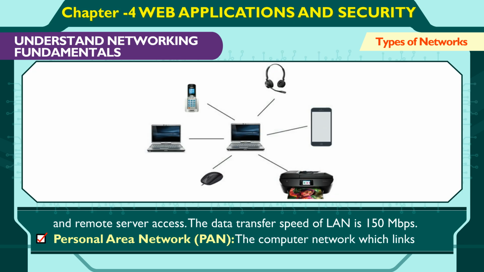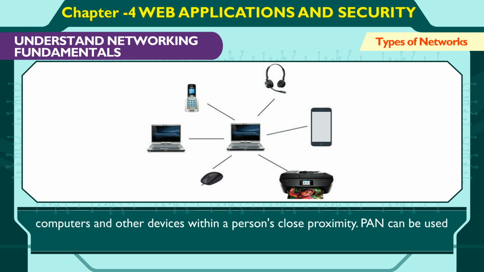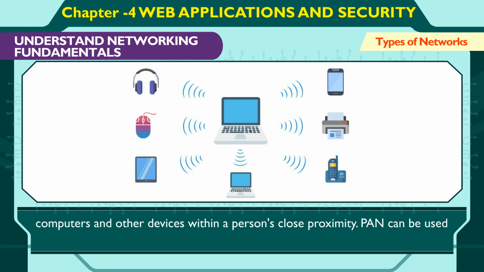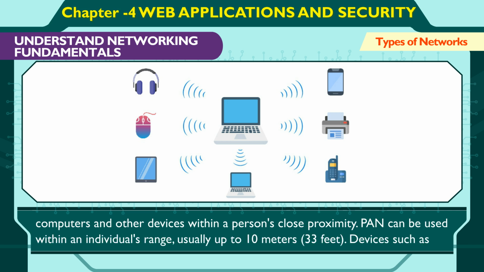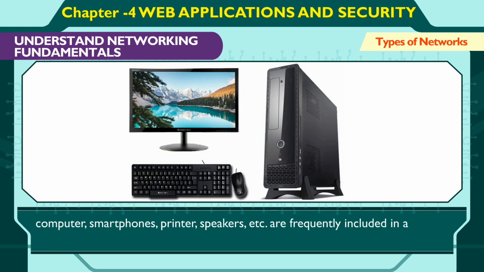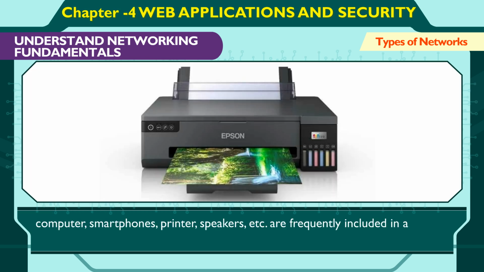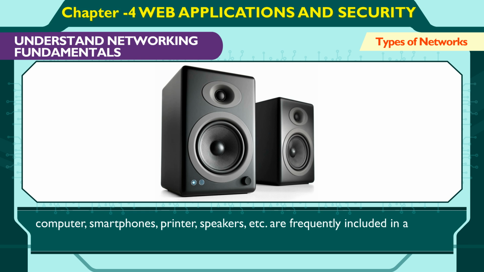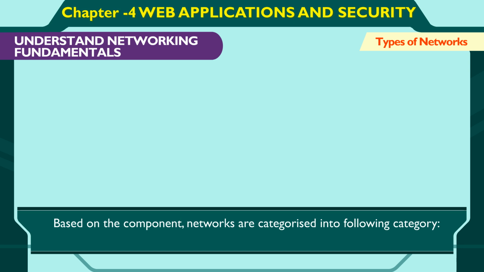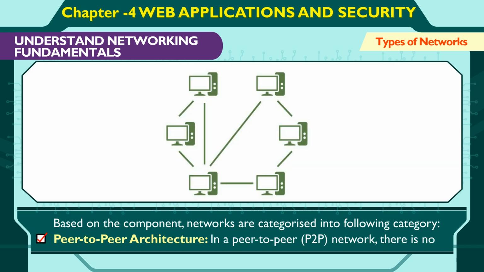Personal Area Network, PAN. The computer network which links computers and other devices within a person's close proximity. PAN can be used within an individual's range, usually up to 10 meters, 33 feet. Devices such as computers, smartphones, printers, speakers, etc. are frequently included in a personal area network. Based on the component, networks are categorized into the following categories.